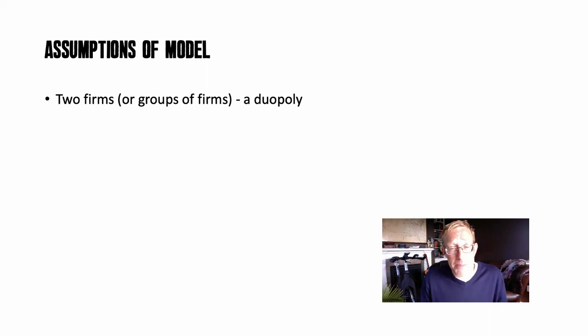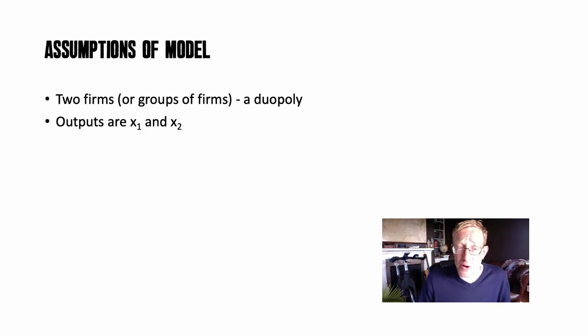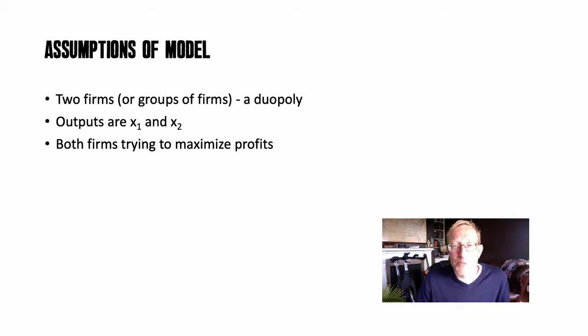Okay, so let's take a look at the assumptions of our models. Again, as I mentioned, we're going to look at models as if they were a duopoly. So we're just going to have two firms. It makes the analysis just a lot simpler. The outputs are going to be considered as output 1 and 2, x1 and x2, for the two different firms. We're going to assume both firms are trying to maximize profits. So those are the basic assumptions. And now we're going to start to put this stuff together.